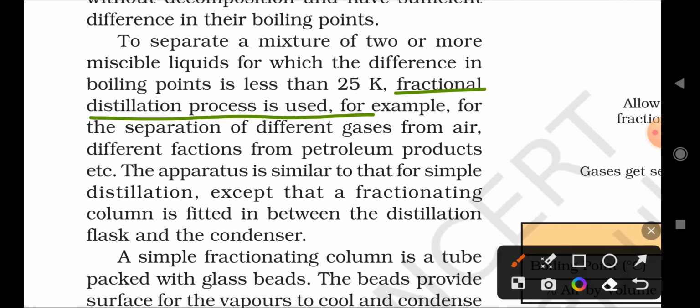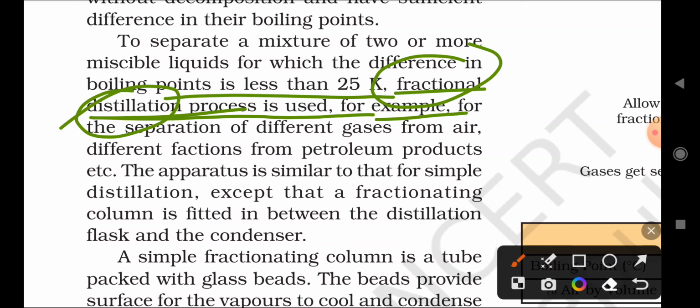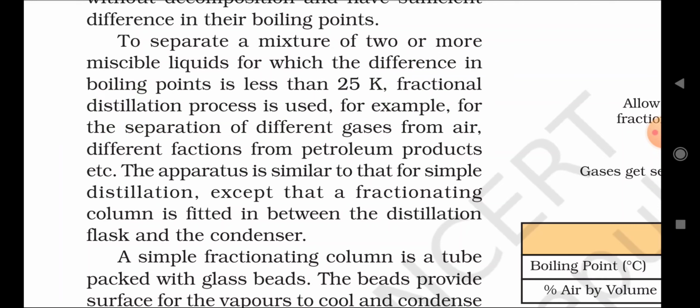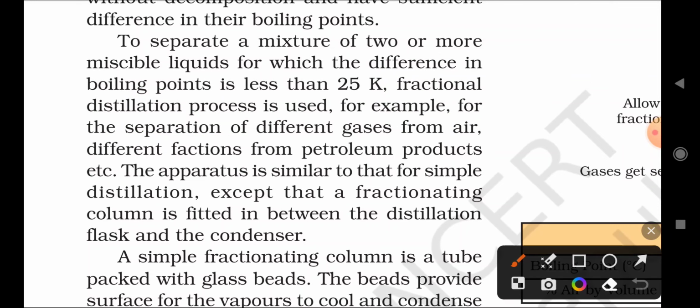Fractional distillation process is used when the boiling point difference between two miscible liquids is less than 25 Kelvin. For example, the separation of different gases from air, different fractions from petroleum products, etc. So we use the fractional distillation method for separating gases from the air and also for separating petroleum products.